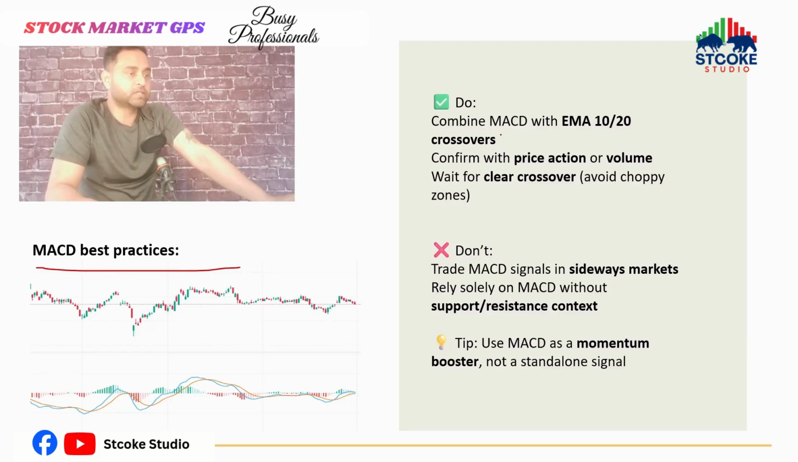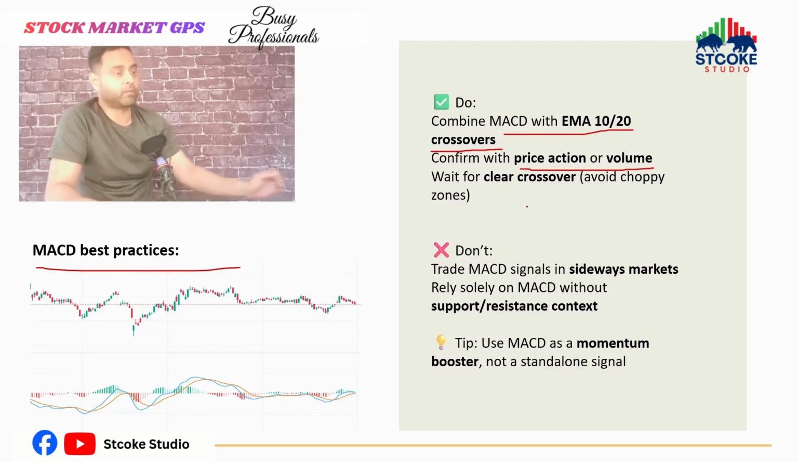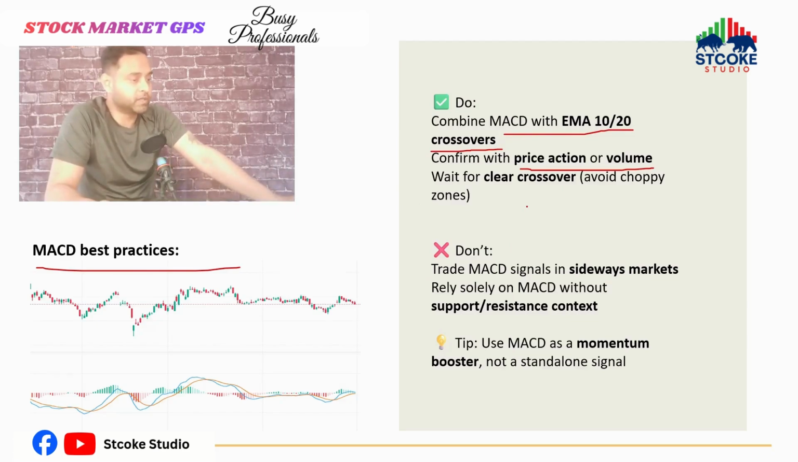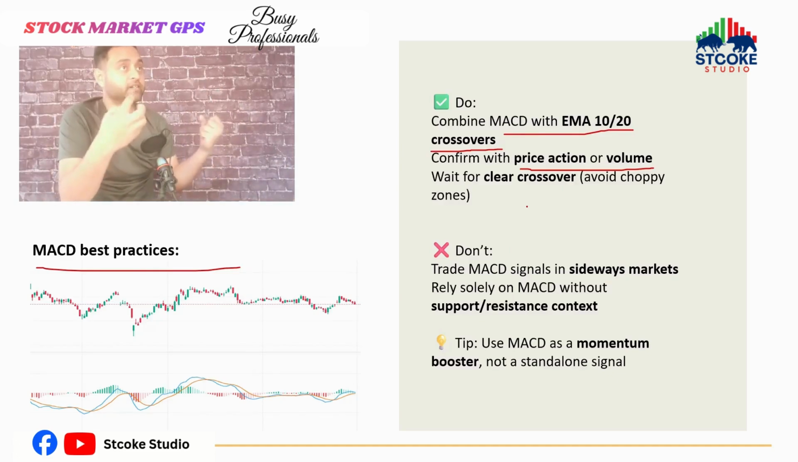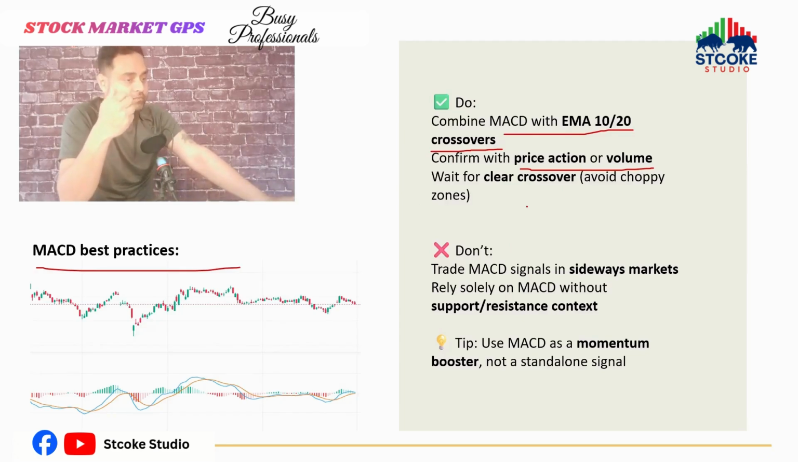MACD best practices: always combine MACD with EMA 10 and 20 crossovers because that gives you a better signal, or rather confirmation of signal. And price action and volume is always very, very important. Whenever you are using any indicator, it is not only about MACD, volume specifically must be there to indicate that there is more participation in the market. Other traders, specifically institutional traders, are trying to enter the market with more liquidity, and that is a signal that the market probably will have more momentum in the direction that you wanted.